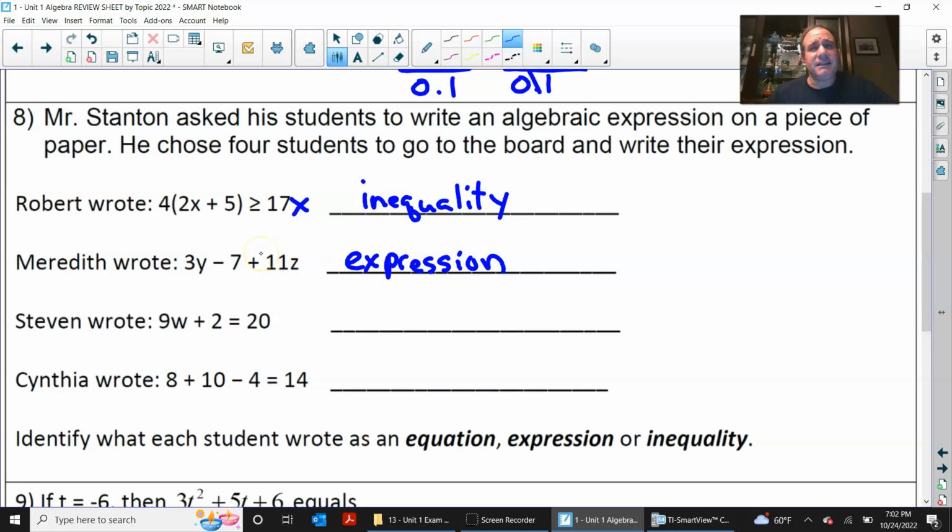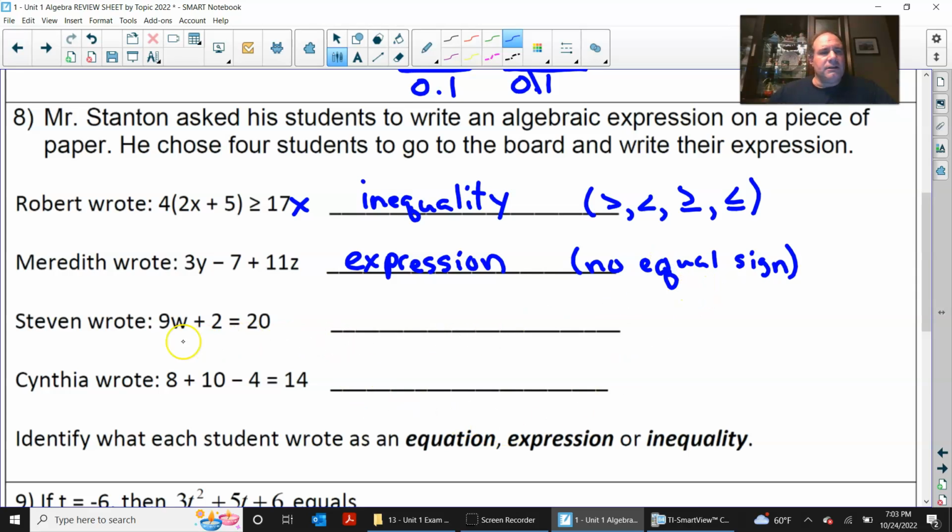That is an expression. It doesn't have an equal sign. An inequality has a less than symbol, or a greater than symbol, or less than or equal to. Those symbols represent an inequality: greater than or equal to, or less than or equal to. No equal sign in an expression. That is a Q. Okay. All right. So Stephen wrote 9W plus 2 equals 20. That is an equation.